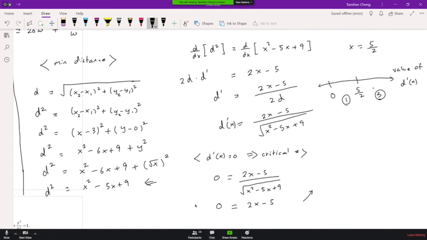Are we all okay with this? Can I ask a question? Yeah. If you look right next to the number line you're drawing, d prime equals (2x minus 5) over 2d. Where did the 2 go in the next one, where you replace d with the square root? I forgot. Thank you. You're welcome.